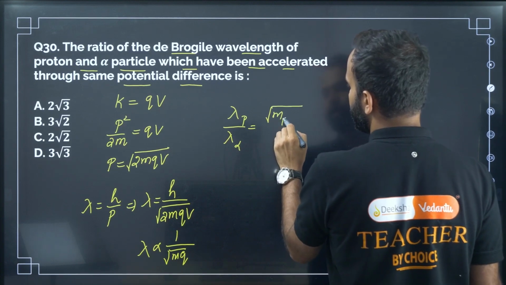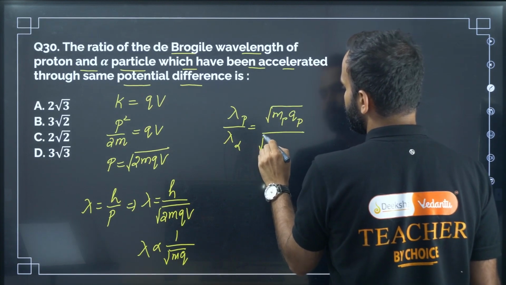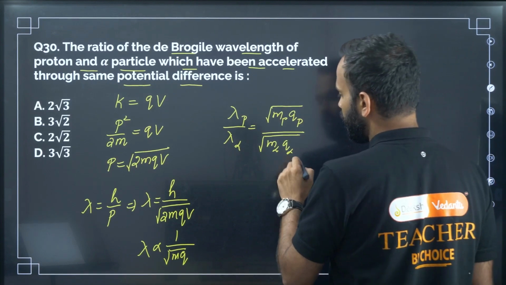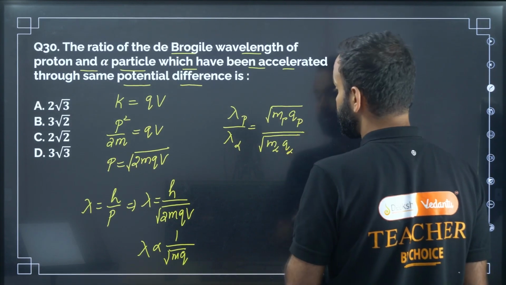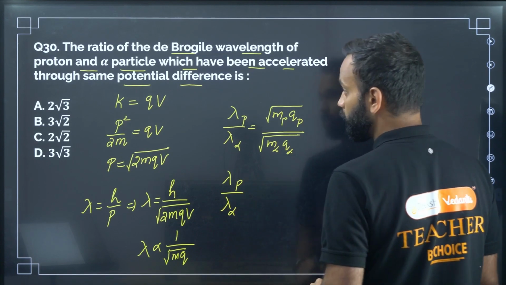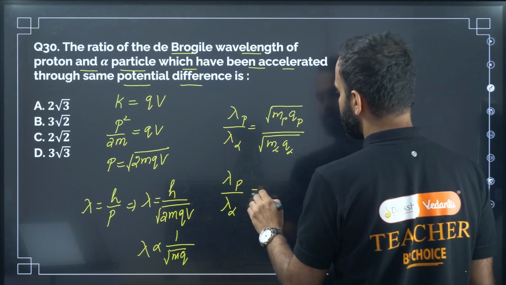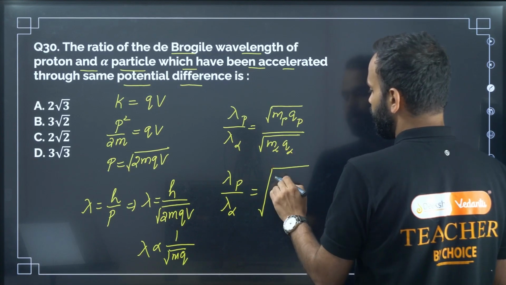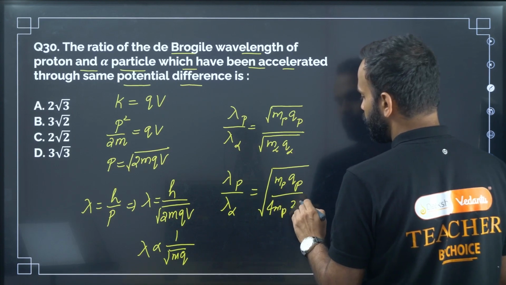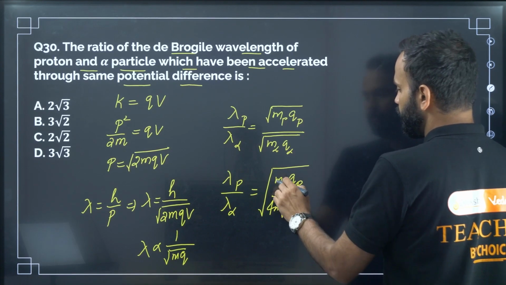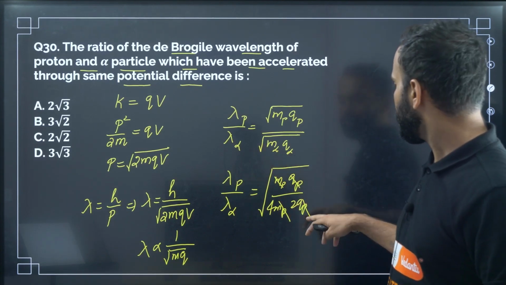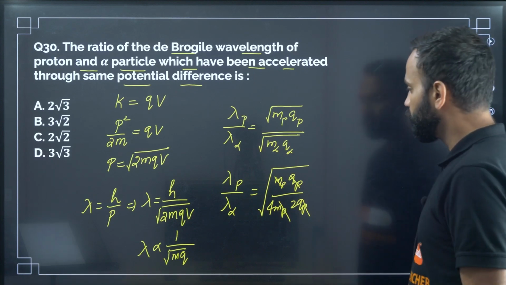So now the ratio of the de Broglie wavelength of proton to the alpha particle is equal to root of mp into qp divided by root of m alpha into q alpha. M alpha is mass of the alpha particle, q alpha is the charge of the alpha particle. Ratio of de Broglie wavelength of proton to the alpha particle is equal to root of here mp into qp divided by 4mp into 2qp. So now mp qp will get cancelled. Why it is 4mp? Because mass of the alpha particle is 4 times mass of the proton and charge of the alpha particle is 2 times charge of the proton.